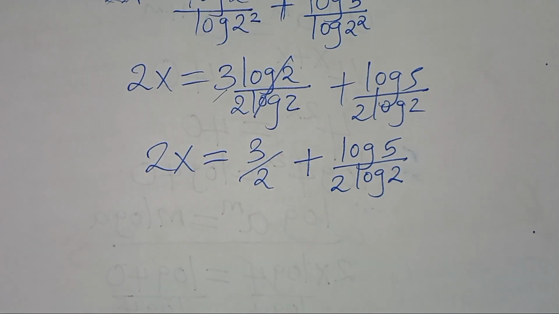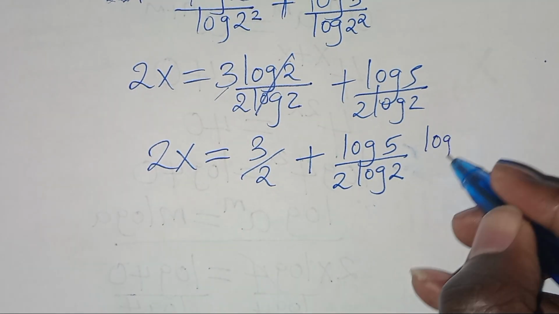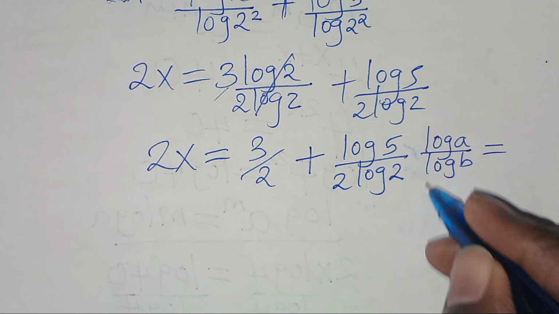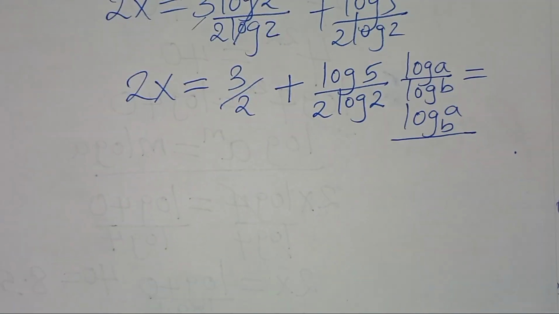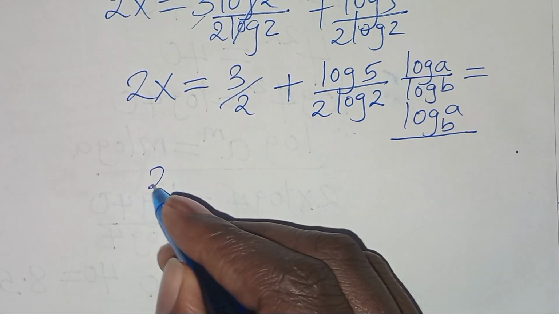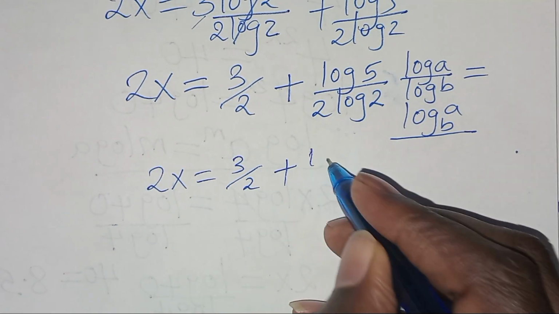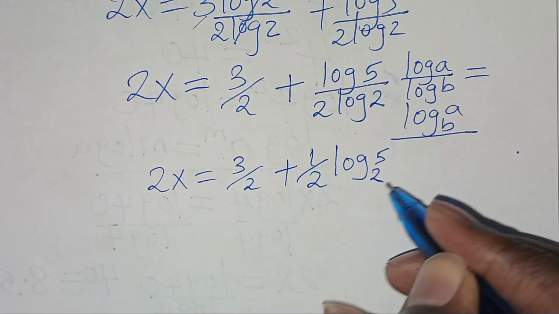The next step from here, log 5 divided by log 2 is in the form of log a divided by log b, which we can express as log a to base b. So applying this property, then we'll have 2x equal to 3 over 2 plus half log 5 to base 2.